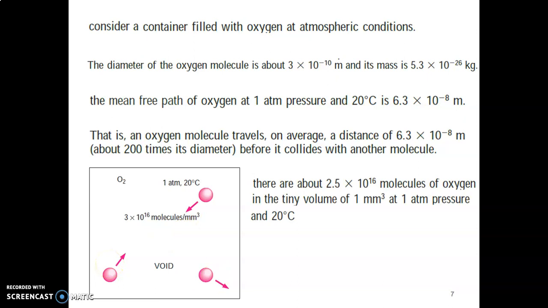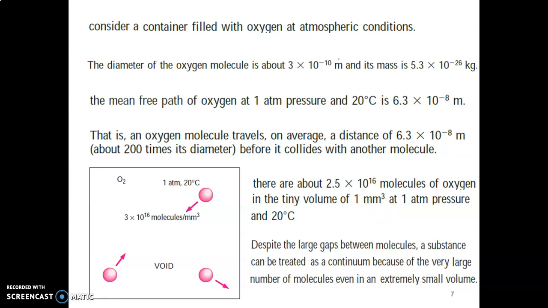And there are about 2.5 into 10 raised to 16 molecules of oxygen in a tiny volume of 1 millimeter cube at 1 atmospheric pressure and 20 degrees Celsius. Even though there is a large void or a large gap, by considering the number of molecules, we can see there is a large number of molecules within a tiny volume. We can consider this situation as a continuous object. We will assume that this volume is completely filled with oxygen, considering this large number of molecules of oxygen, even though there is a gap.